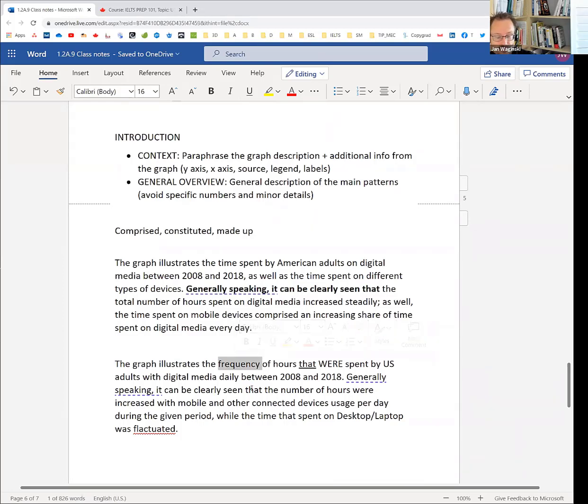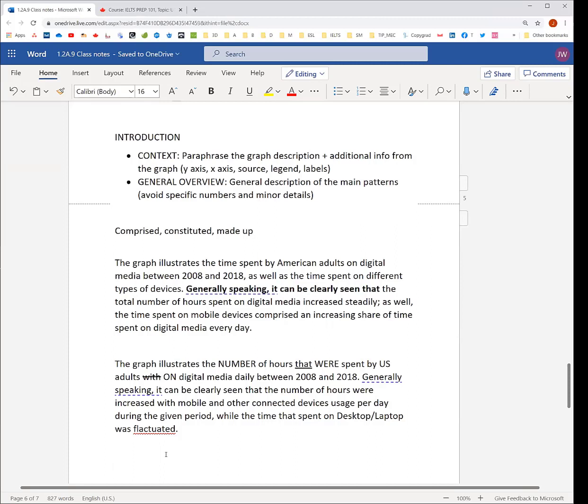Because frequency means something over something. But this is just number of hours, right? Yes. So it's the number of hours that were spent by U.S. adults on digital media. Spend time on digital media daily between, good. Generally speaking, it can be clearly seen that the number of hours were increased. Were increased or just increased? Or just increased. Right, how would you use were increased?